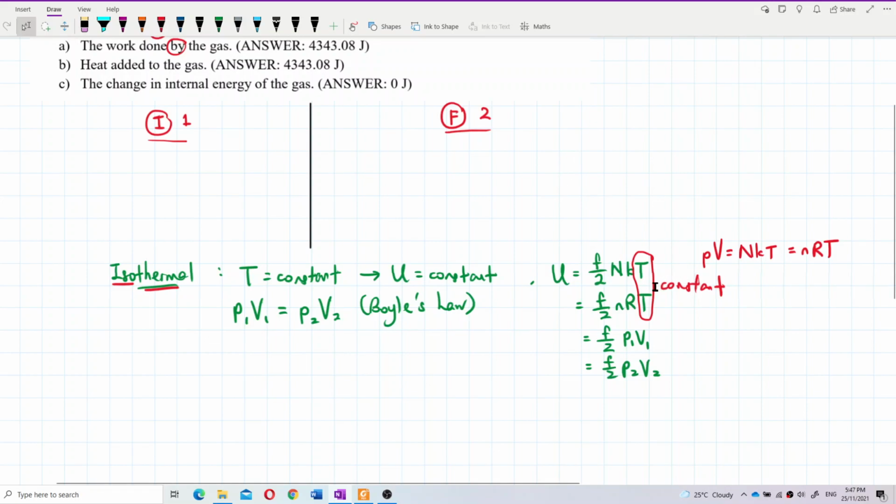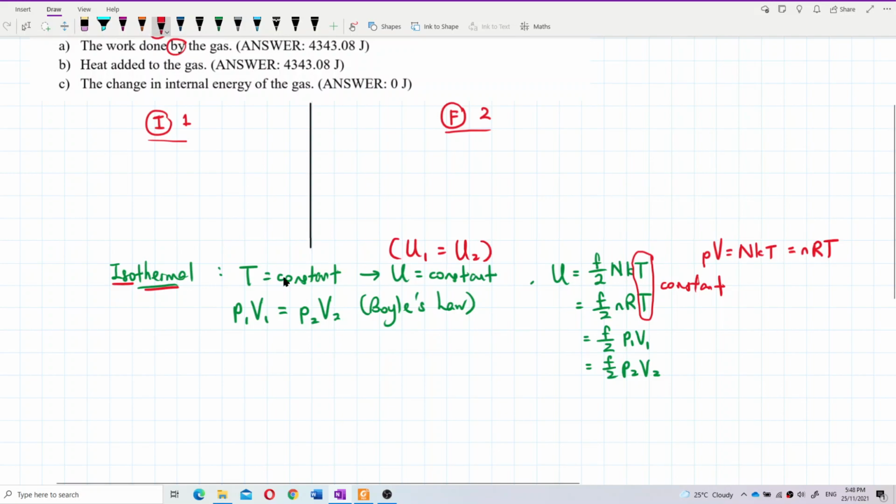You understand? Of course, the number of mole, number of atoms, and number of molecules are also constant. The important thing is the temperature is constant, but the pressure and volume change. So we can use this formula or this formula to find the internal energy at each point. But internal energy is constant, it's the same. Understand? So since internal energy is constant, that means the internal energy U1 is equal to U2.